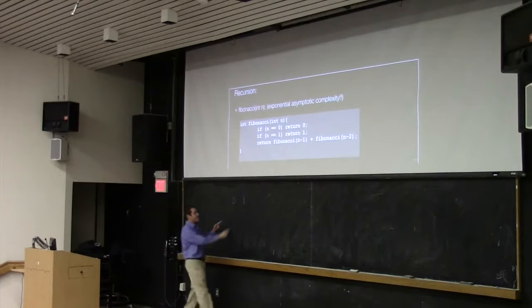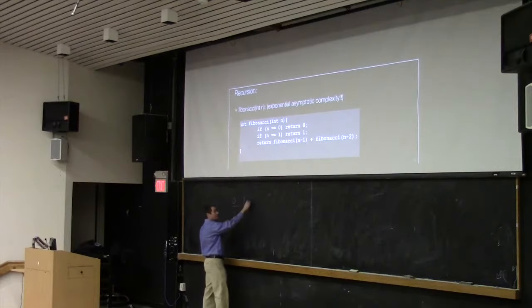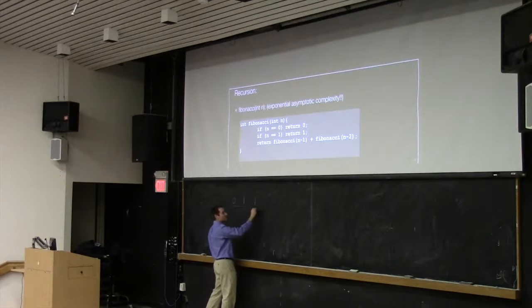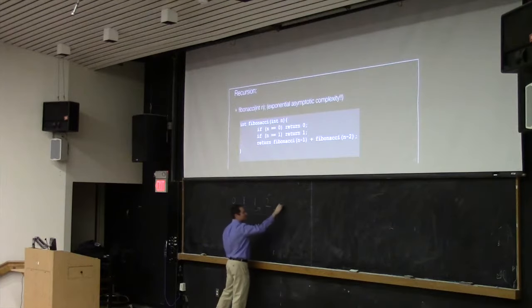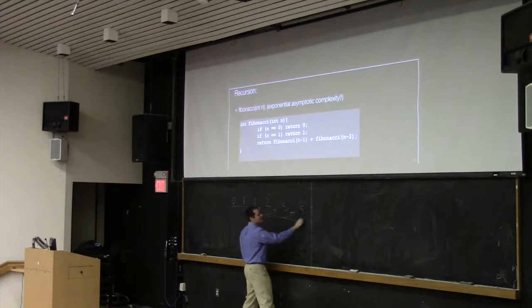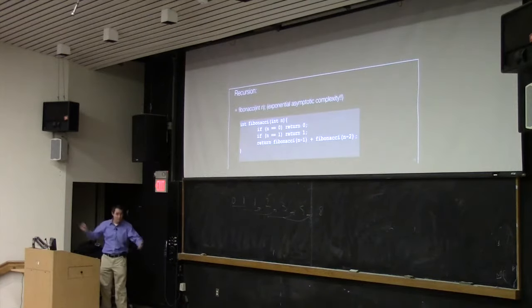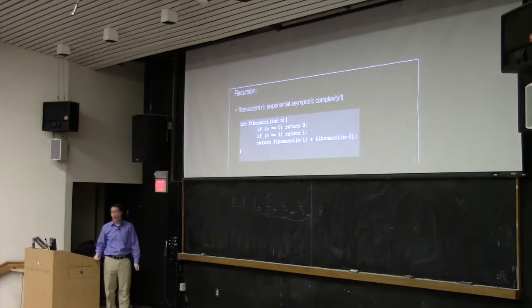We can say the next one is the sum of these two, 1. The next one is the sum of these two, 2. The next one is the sum of these ones, which is 3. The next one is 5, 8, et cetera. Okay? That's the Fibonacci sequence, for what it's worth. It shows up a lot in nature, I gather. It shows up a lot in flowers and the way their petals go and all that kind of stuff. I don't know enough biology to know the details of that, but that's the way it happens.